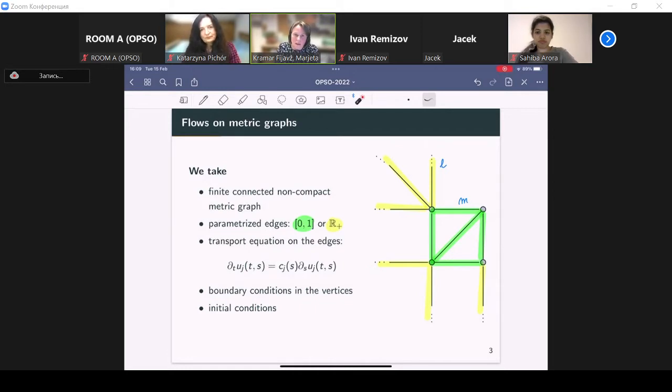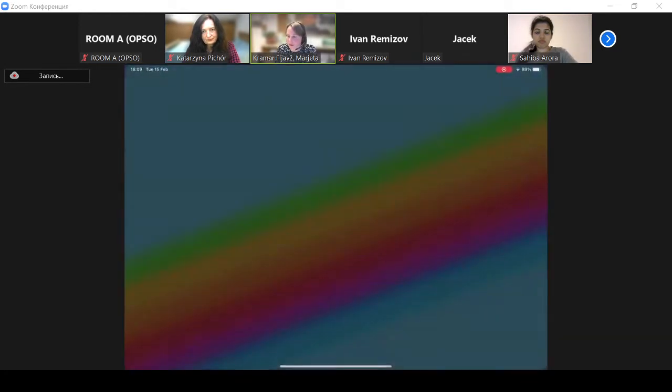And then, so we put this equation on each edge, and then we need to say what happens here when the edges come together.